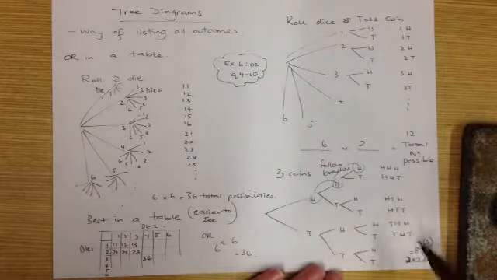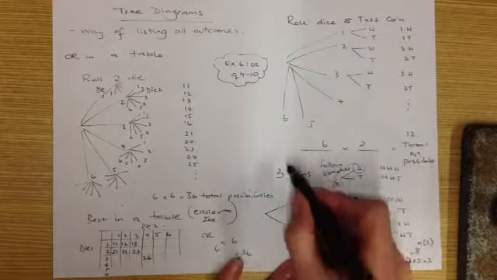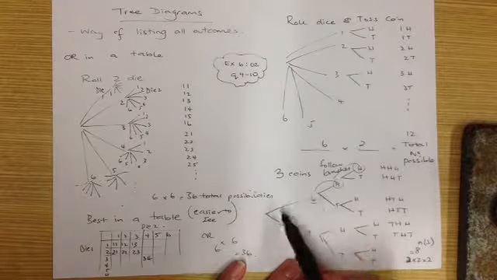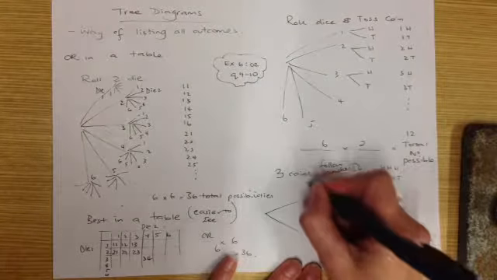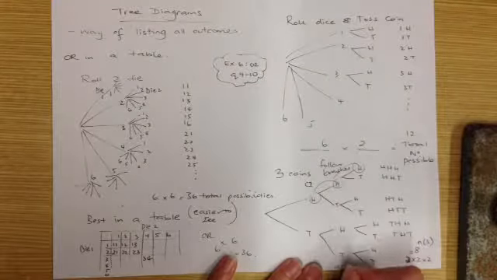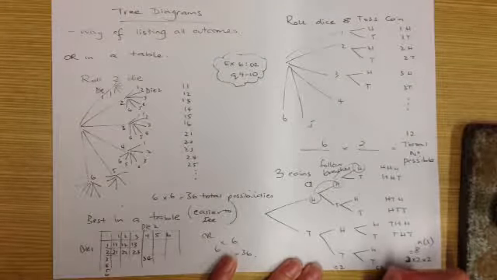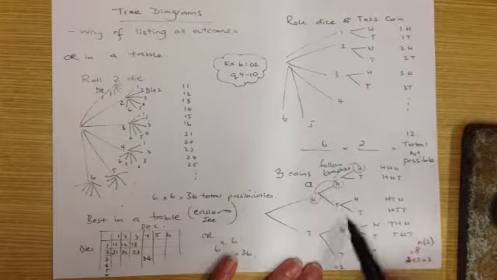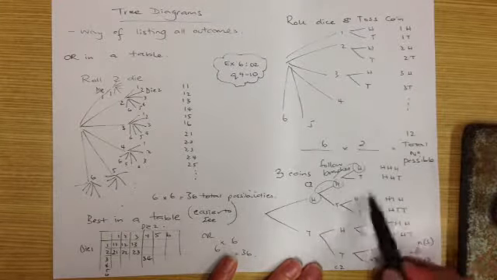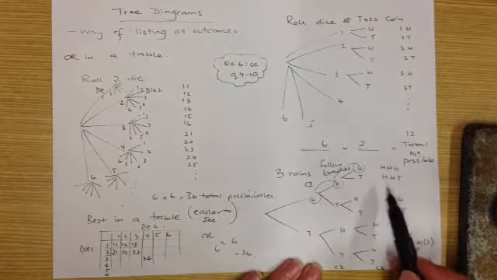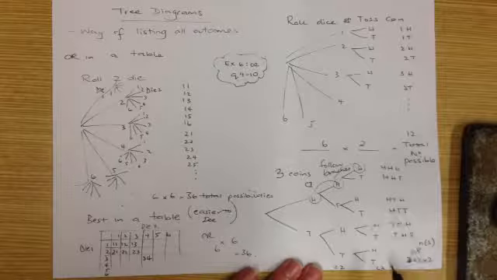Or we could have, and this is probably the best example, we toss 3 coins. So I've got a head and a tail as my coin 1. My head and my tail is coin 2, and then my head and my tail is coin 3. So head and tail, head and tail, head and tail, head and tail, head and tail, head and tail, head and tail. 3 sets of the same, but 3 sets of branches joining on to each other.